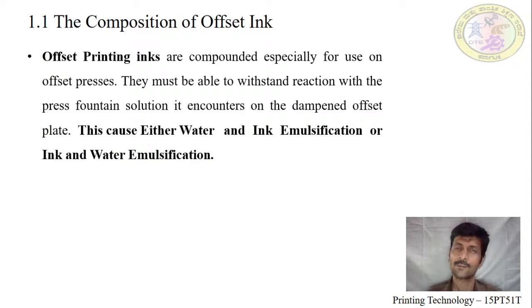Next, we will see the composition of offset ink. Offset ink is specially made for offset printing machines, so that it is accepted on the plate cylinder and is water repellent on the plates. It withstands the fountain solution. Otherwise, ink or water emulsification takes place. If water contacts the ink, it creates water emulsification. If ink contacts the water, it creates ink and water emulsification.